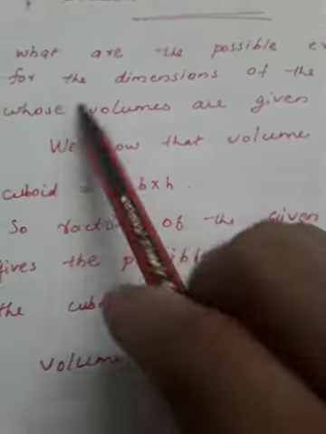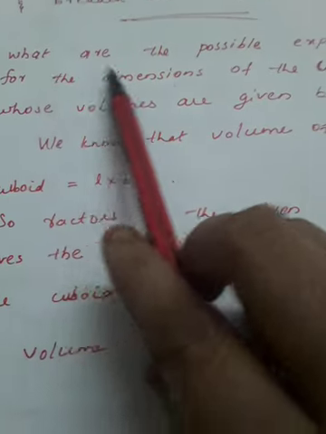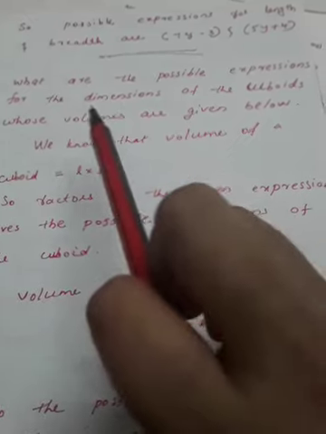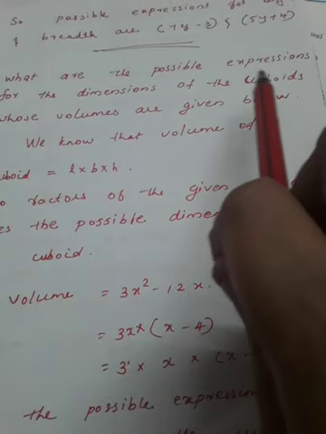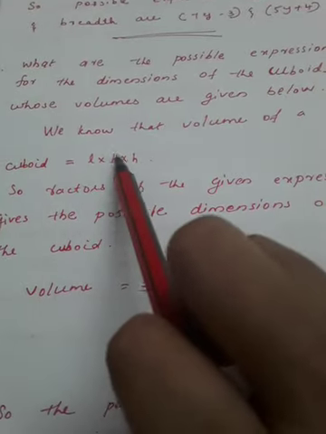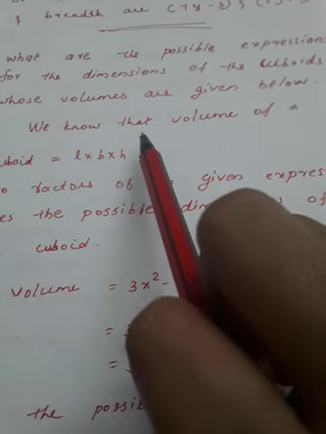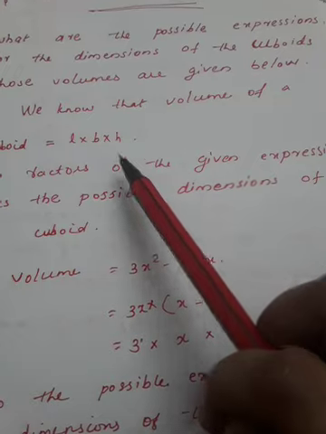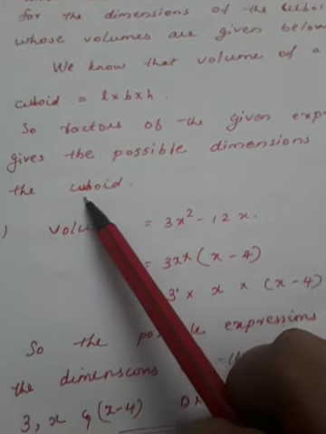Then the next section, question number 16. What are the possible expressions for the dimensions of cuboids whose volumes are given? So here the volume of a cuboid is L into B into H, length into breadth into height, that we already know. So here we need to factorize the given expression to get the possible dimensions of the cuboid.